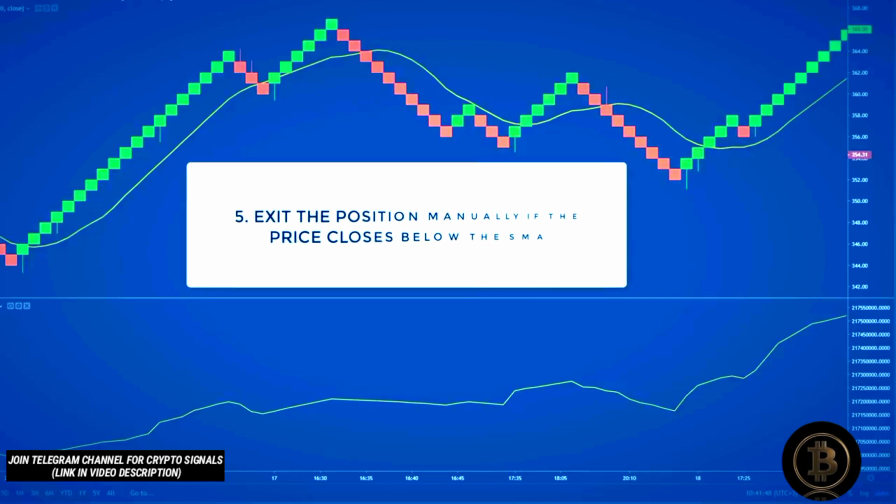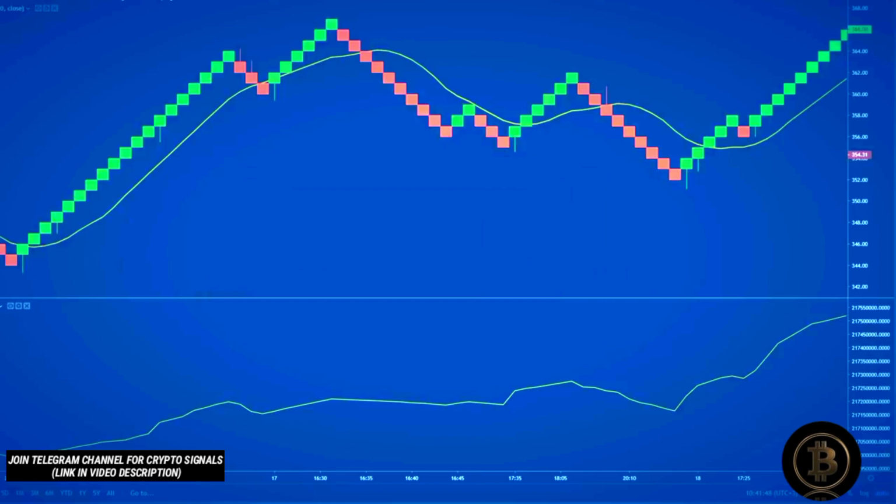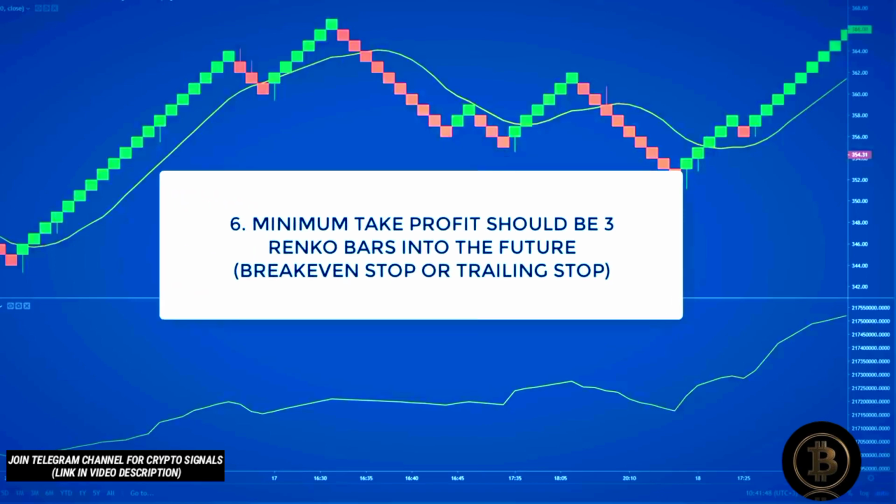We can exit the position manually if the price falls below the simple moving average. Minimum take profit should be 3 Renko bars in the future to cover the spread and the commissions. When the price reaches this target, we can move our stop loss to break even and let the trade run, or we can use a trailing stop to capture a larger part of the move.